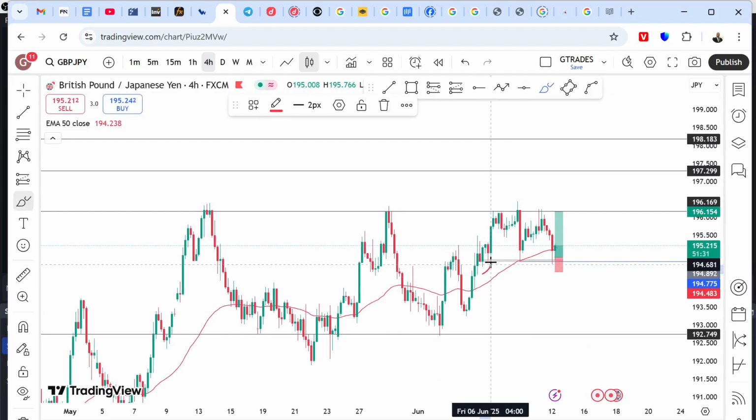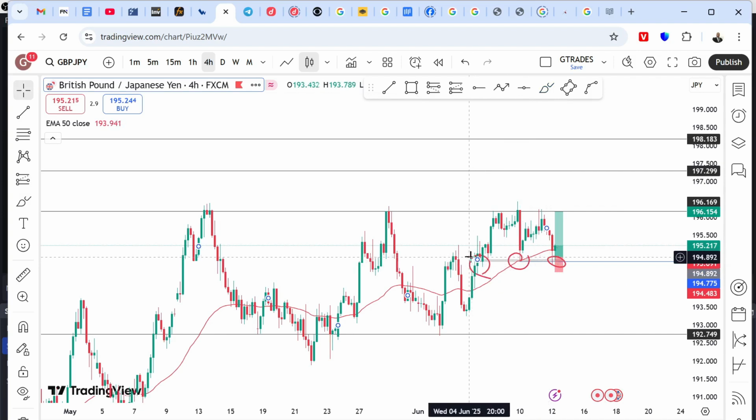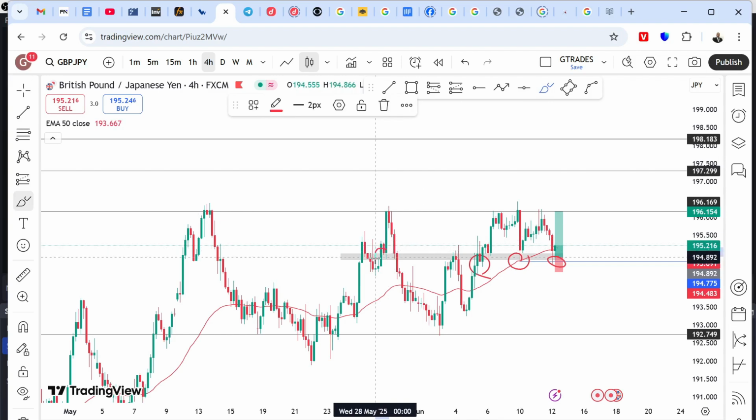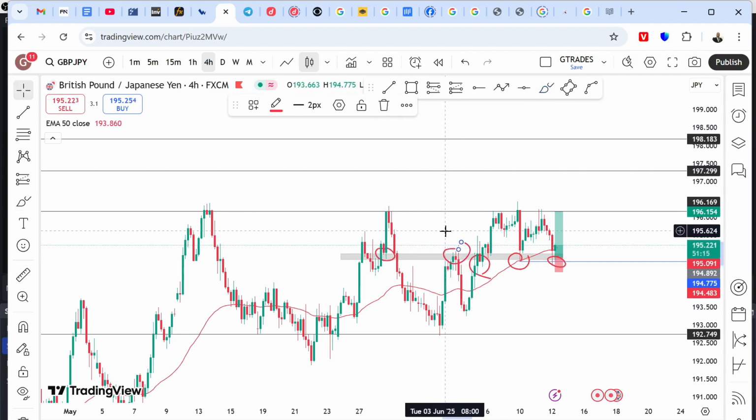We have this line being respected. This is the third time, right? This is the third time, and if I stretch it to the left, you can see that over time the market has been respecting this zone as well. So that was the reason why I was able to go down to my 15-minute time frame to look for my entry, right?